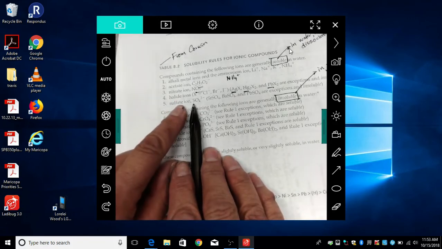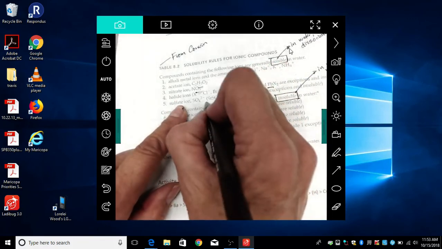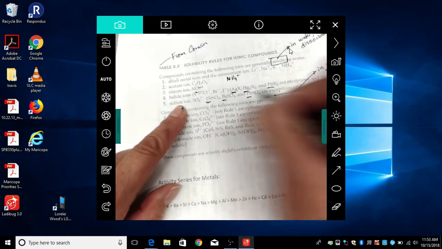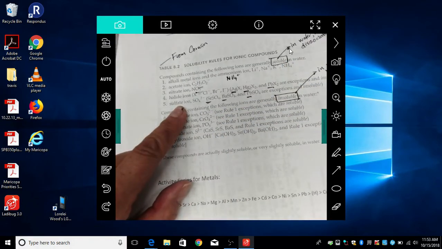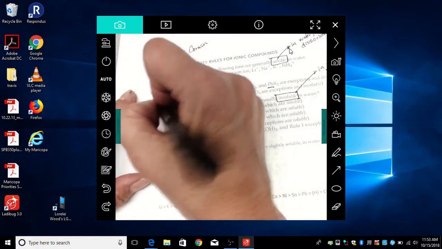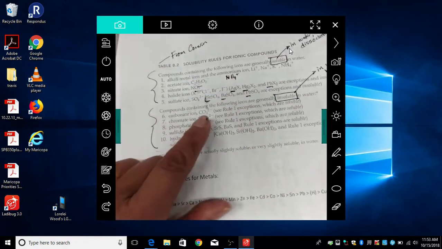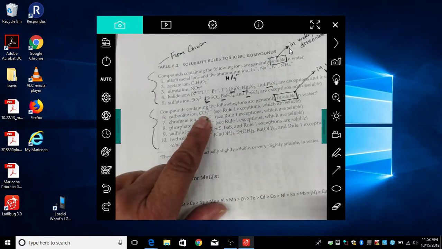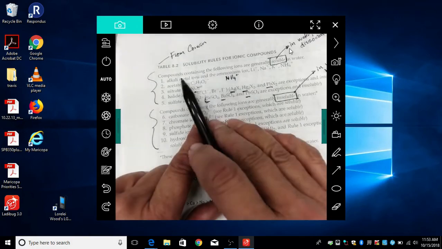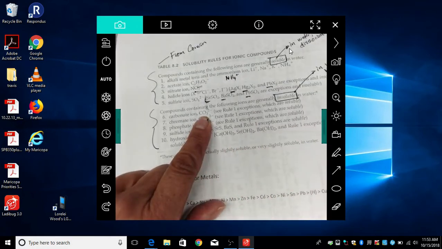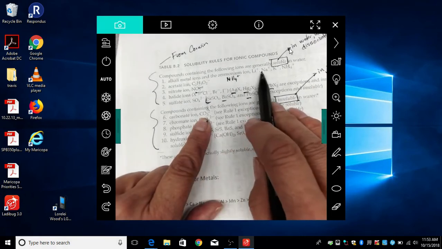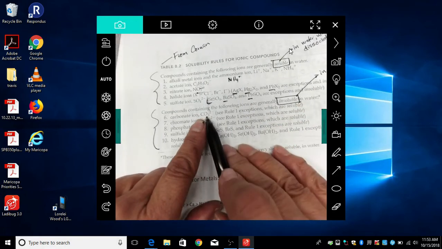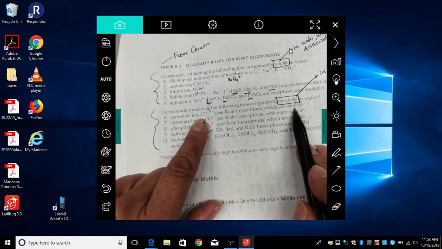That is generally soluble except if it's hooked up with strontium, barium, or lead. And those are things that are insoluble. All right, so these are things that are generally soluble. Now, things that are insoluble, things that will not dissolve in water, are anything that's hooked up to a carbonate, except for the Rule 1 exceptions. Carbonate hooked up to lithium, sodium, potassium, or ammonium are the only ones that would be soluble.